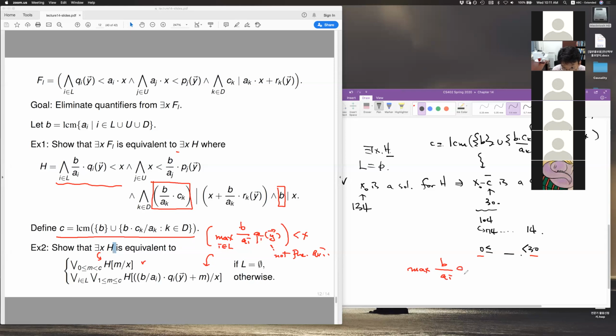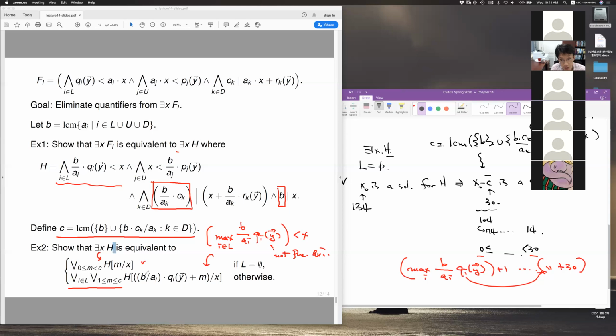a_i, q_i, y-bar plus 1, because it has to be greater than this lower bound, up to the same term plus 30. So the range is exactly the same, but instead of starting from 0, we want to start from the maximum. So the disjunction that you see is a way to encode this idea using Presburger arithmetic.